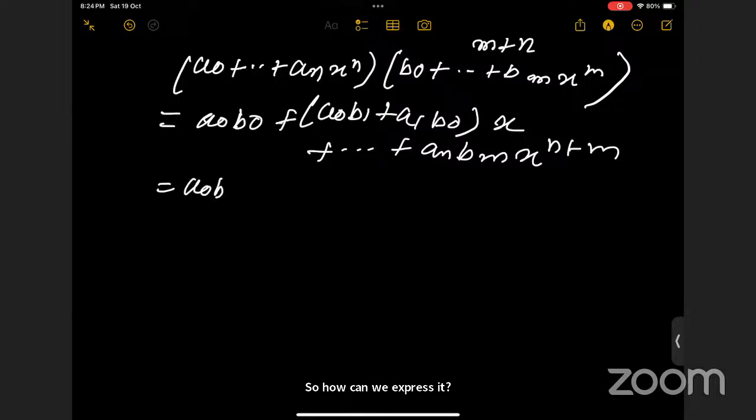a_0 b_0 is fine. How can we express this coefficient? Let us start with some small thing first.